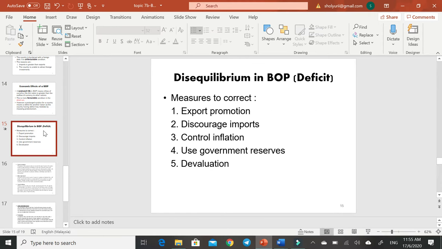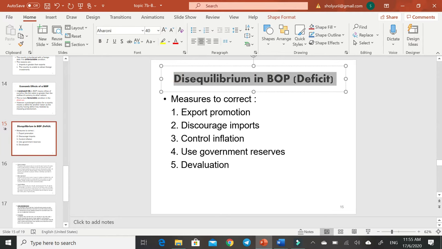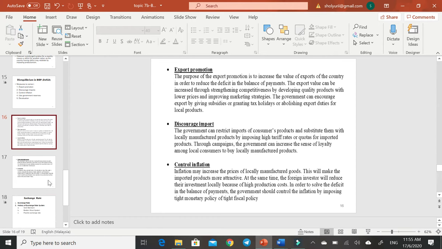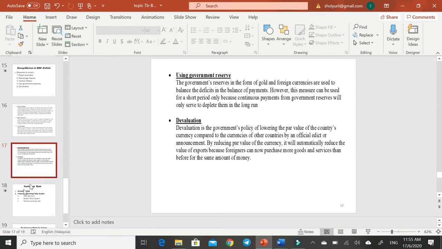Okay, and this one is the measure to correct deficit. If we have the problem of deficit, mean that our import is larger than our export, we will use this method, this solution given. Okay, and I already explained this in our first introduction part. Okay, you can review back that one, and I already gave you the notes.